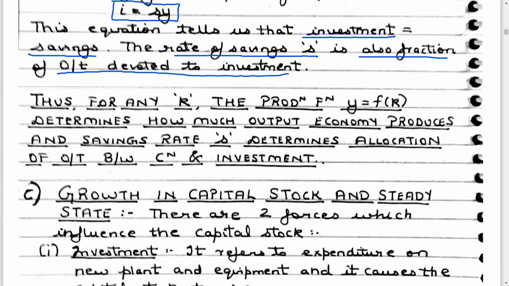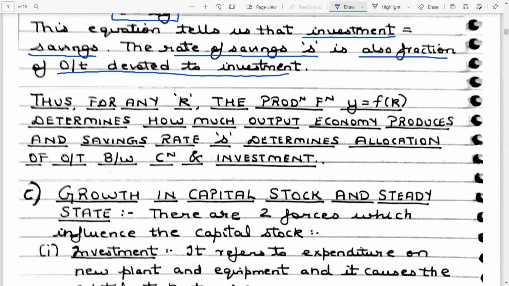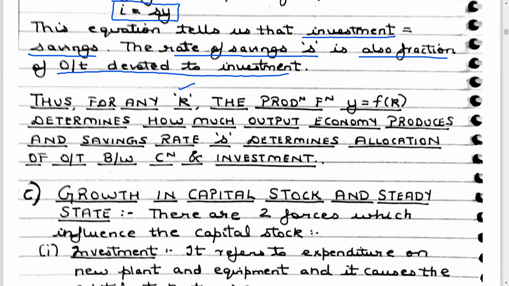So what do we learn? Thus, for any capital stock per worker, the production function determines how much output the economy produces, and the savings rate s will determine how the output produced is allocated between consumption and investment. This point is very important.